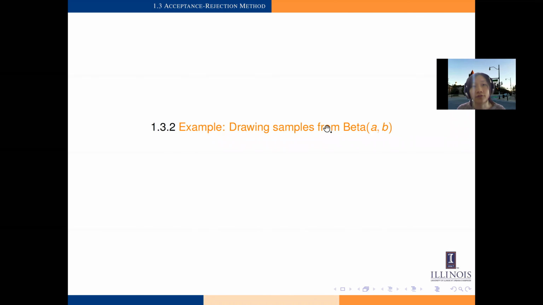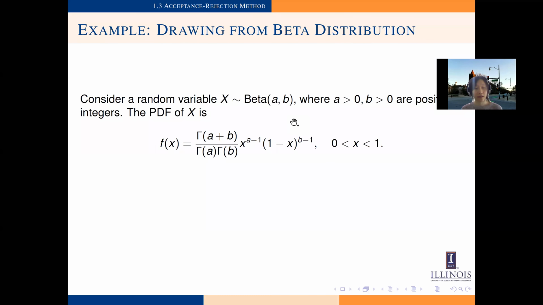Let's see an example of the acceptance rejection method. This example pertains to drawing samples from the beta distribution with parameters A and B. Let's consider a random variable x that follows the beta(A, B) distribution, where A and B are positive integers. Then the probability density function of x, f(x), is given by this formula over here.